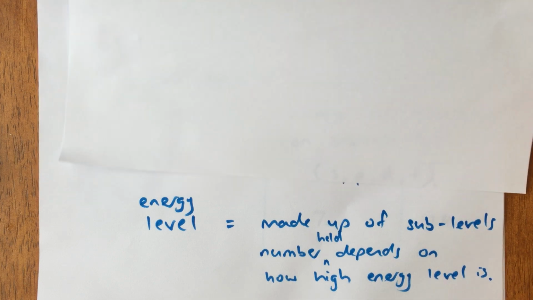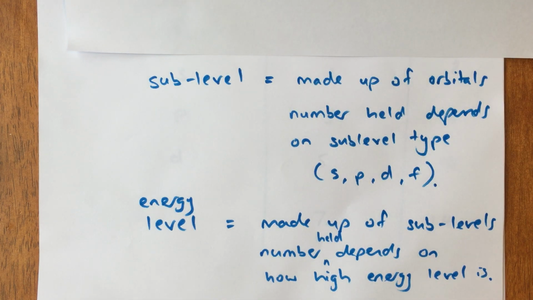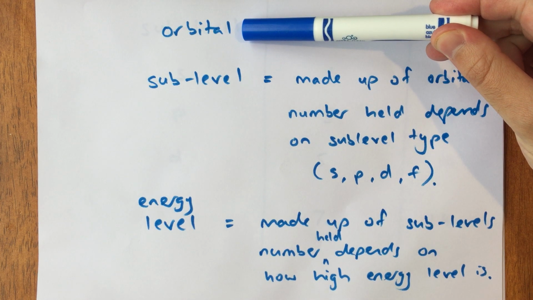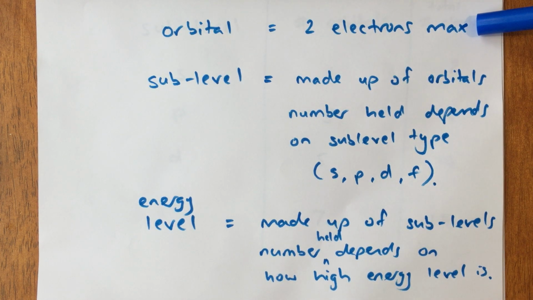Sub-levels contain orbitals. The number of orbitals that each sub-level holds depends on the type of sub-level, whether it's an S, a P, a D, or an F sub-level. Each different type of sub-level holds a different number of orbitals. And an orbital is simply a region of space where an electron is likely to be found, and one orbital can hold a maximum of 2 electrons. So summary, an orbital, being a region of space where electrons are likely to be found, can hold 2 electrons. Those 2 electrons spin in opposite directions.